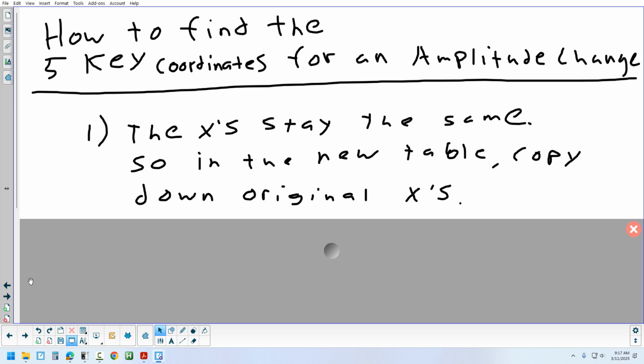So that means for every problem that we do in class today and on the homework tonight, the x's are going to be 0, pi over 2, pi, 3 pi over 2, and 2 pi. There's the answer to the x's for every problem we do today. Okay, where did those x's come from? They came from the original table that I gave everyone yesterday. Two tables.